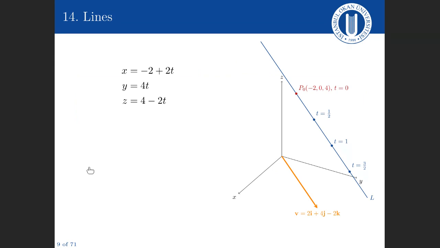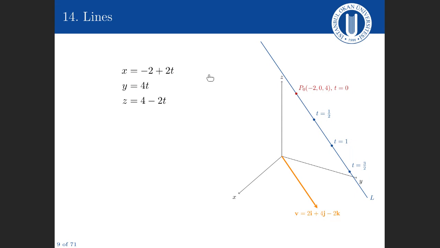Here is a picture of this line. When t is equal to 0, take the equations, replace t by 0, we get x is -2, y is equal to 0, and z is equal to 4, which is the point we're supposed to be passing through.